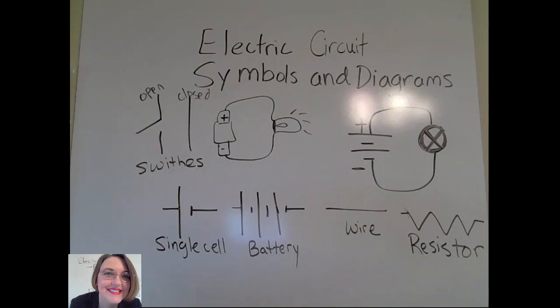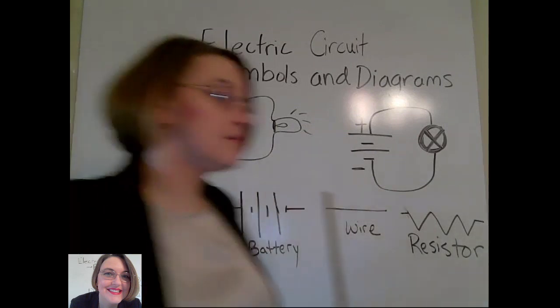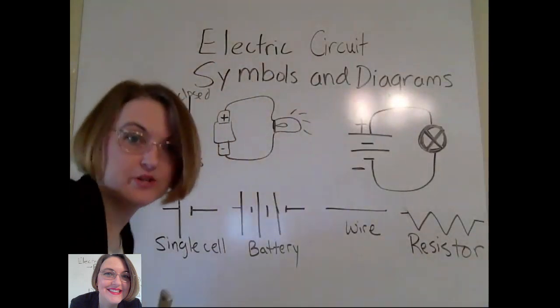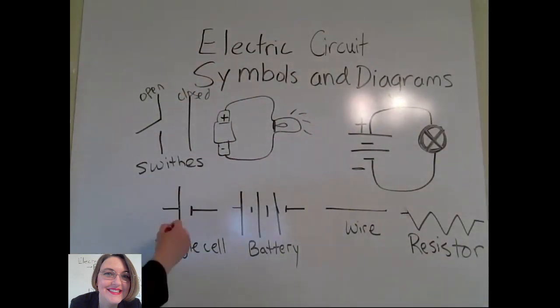And so I want to go over some of the symbols that you're going to see for my next couple of videos. If you want to represent a single cell battery, you can draw it like this. One thing you have to memorize for the voltage source for these battery sources is that the long line represents the positive terminal and the short line represents the negative terminal.